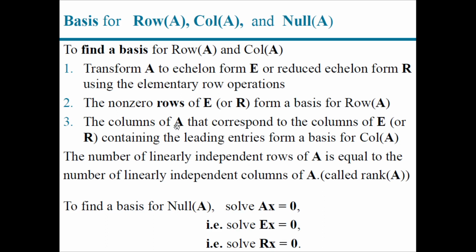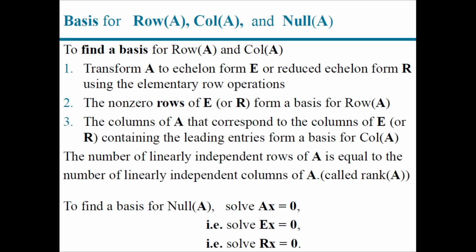For the column space, it's a bit more complicated and touchy, but not too much. I have the columns of A, but I also have the columns of the echelon form or reduced echelon form, whichever one you have, it's fine. What I need to do is locate the pivot columns, the columns that have the leading entries in my echelon form or reduced echelon form. Then the corresponding columns of A will be a basis for the column space of A.